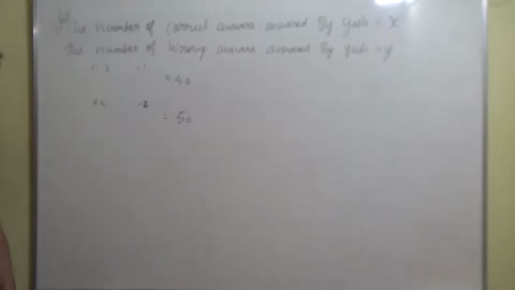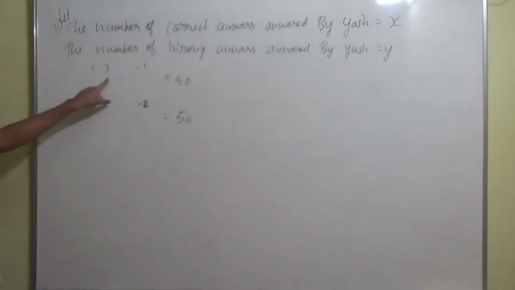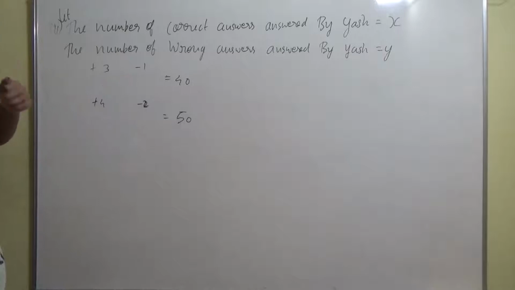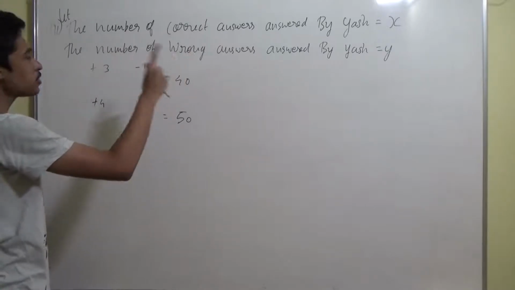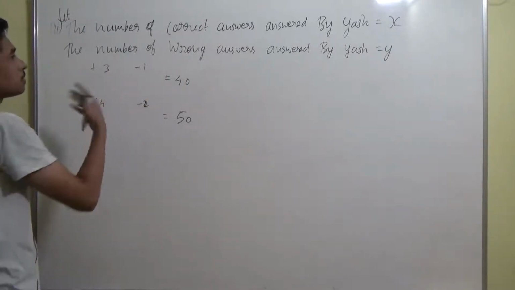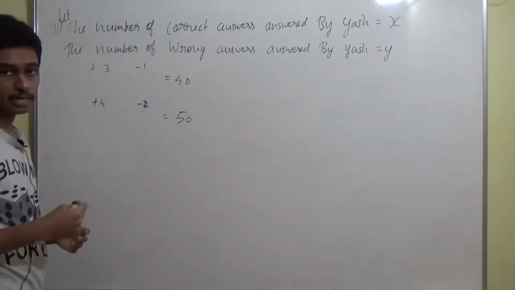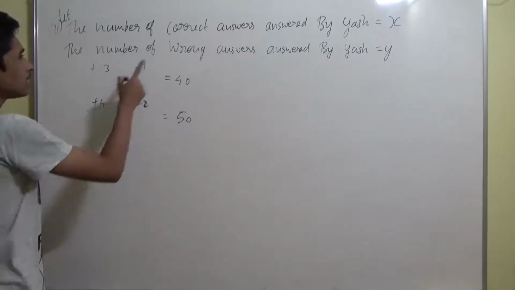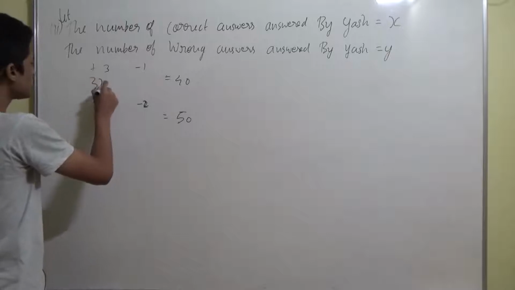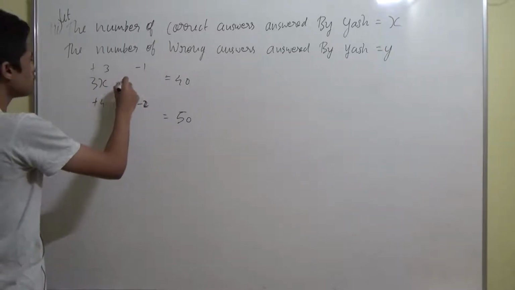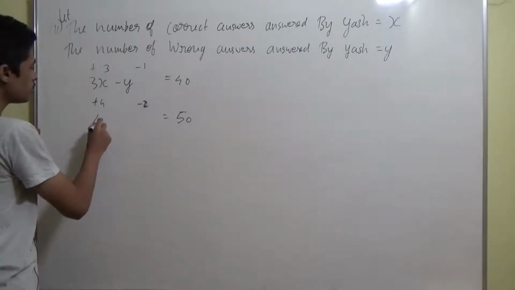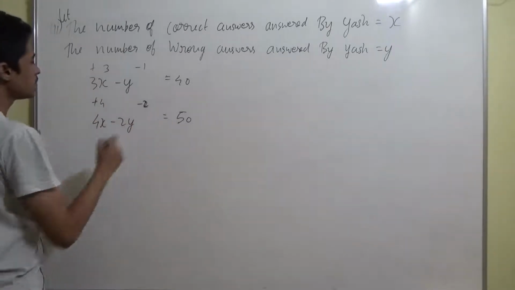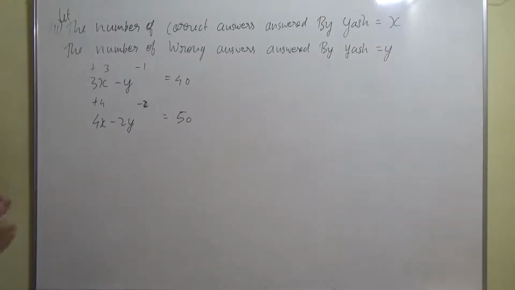They said if for each correct answer they give him plus 3 marks, and for each wrong answer they deduct 1 mark, he'll be getting 40 marks. Which means the number of questions answered correctly into the marks for each correct answer gives us the total marks he'll be getting. So the equation will form like 3 into x minus 1 into y, that is 3x minus y, equal to 40. And then 4 into x minus 2 into y will give us 50. Getting it guys? How we formulate the equation?